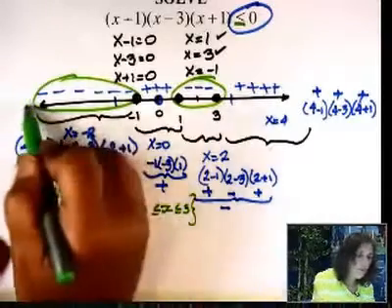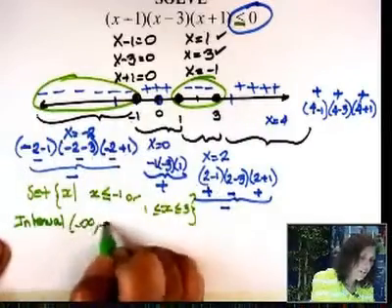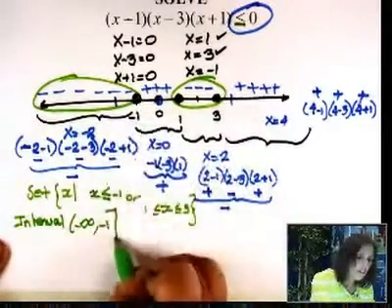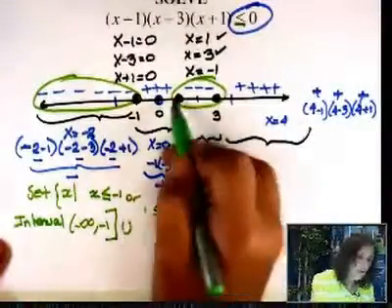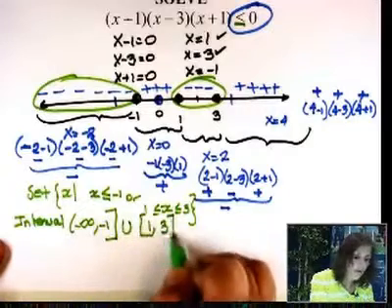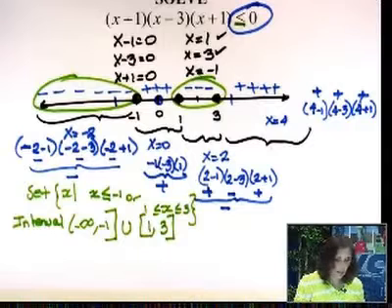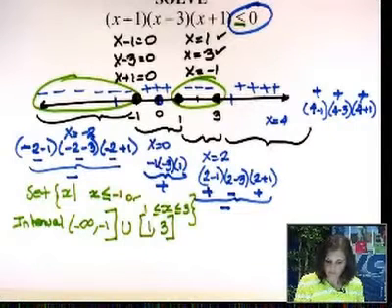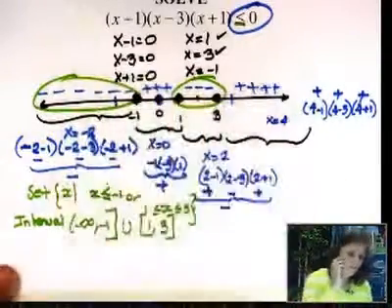Interval notation is from all the way here to here. So that means negative infinity to negative 1. Do I want negative 1? Yes, because it's equal. Union from here to here, 1 to 3. And I want 1 and I want 3. Do you see it? Okay. Very good. So negative, positive, negative, positive.